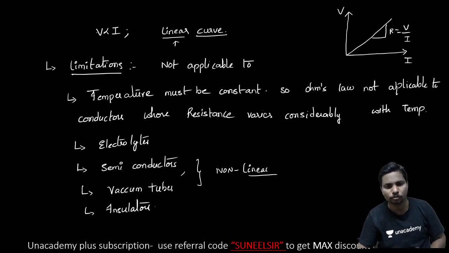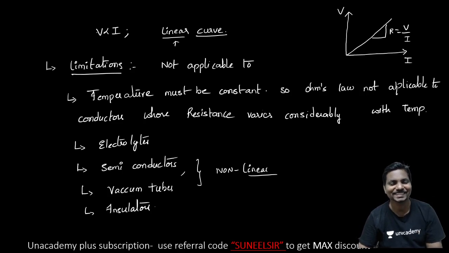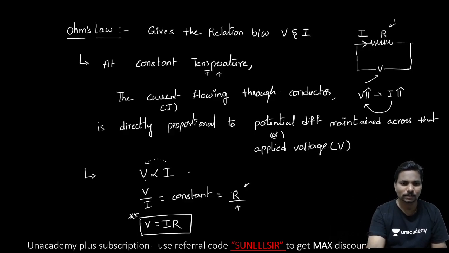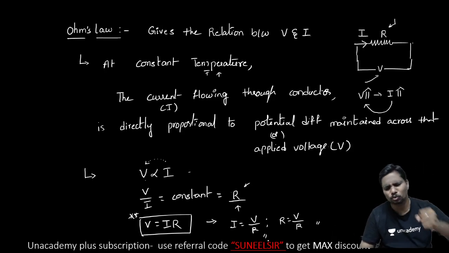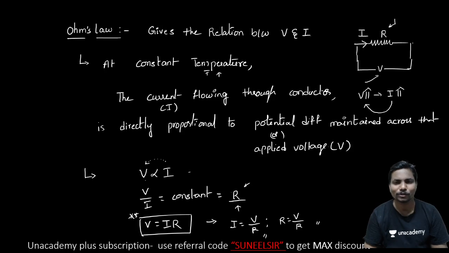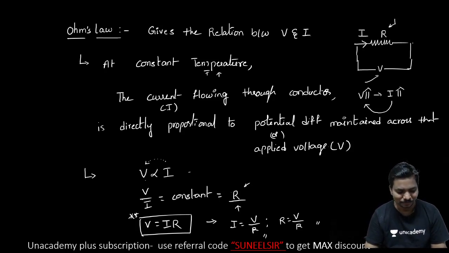All of you getting my point? Ohm's law is applicable to conductors as long as the temperature is constant. If the temperature varies, Ohm's law is not applicable. But it is very famous. These are the limitations. V is equal to I into R. From this, I is equal to V by R, or R is equal to V by I. We use Ohm's law in so many cases. Without Ohm's law, there is no electrical engineering.